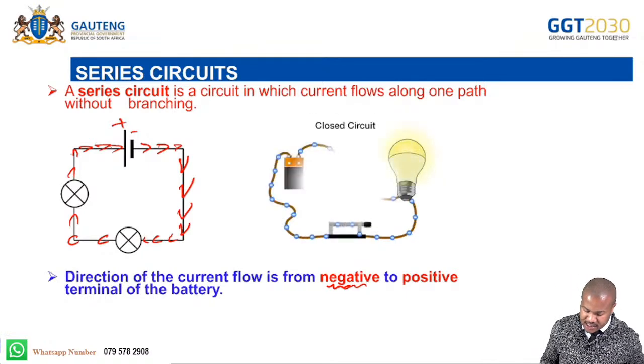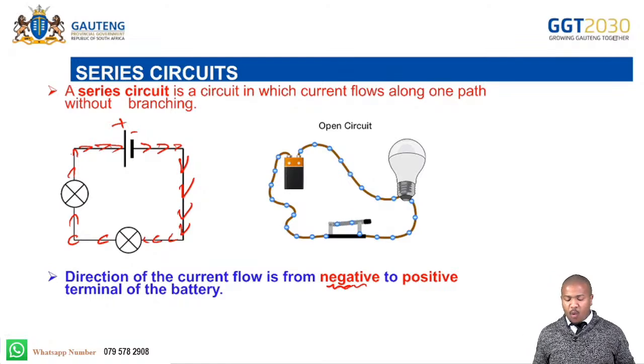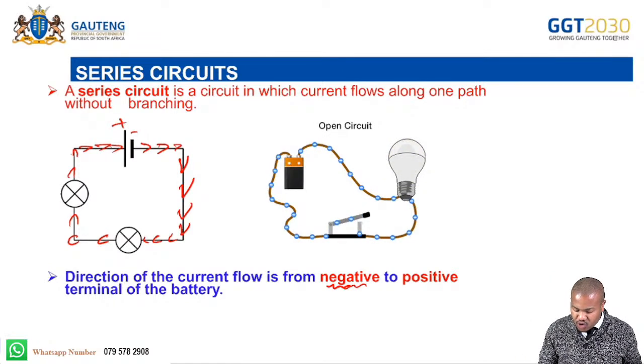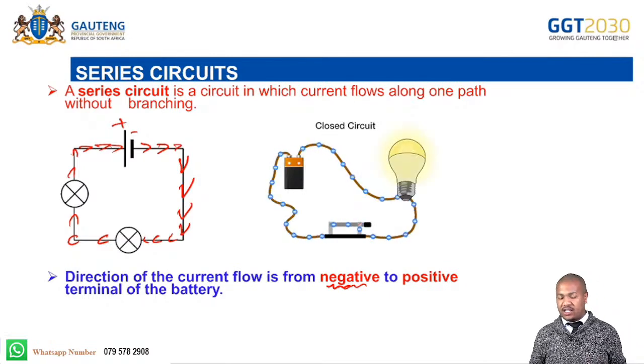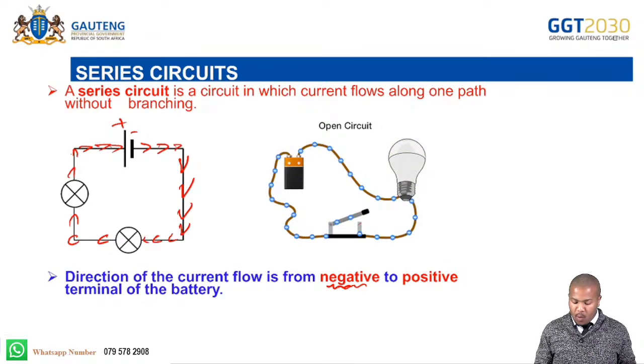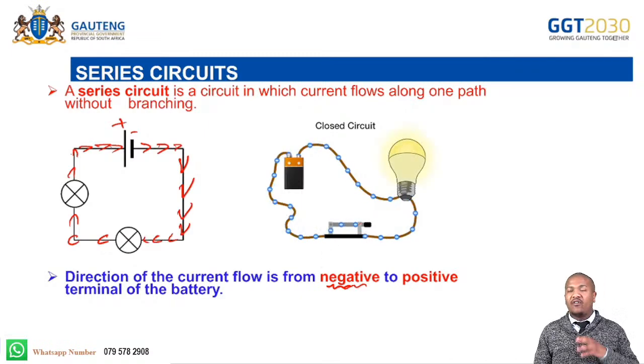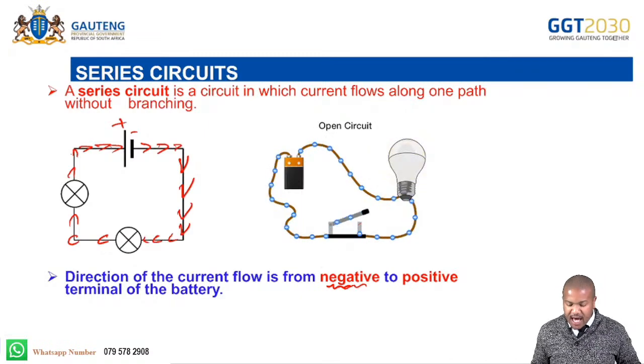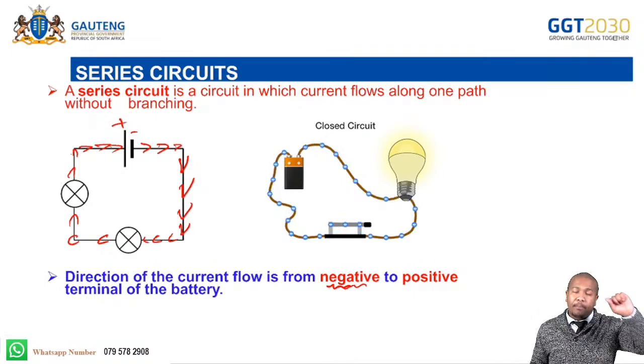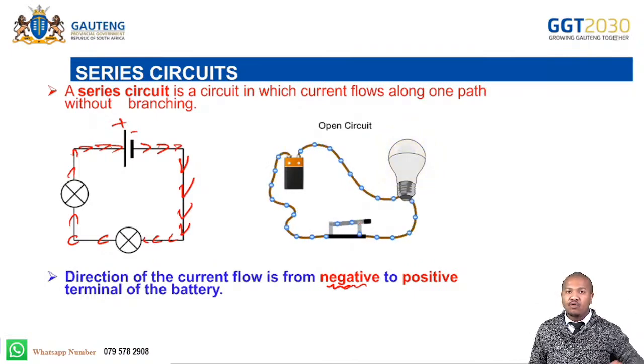Looking at this example again, when this switch opens, meaning on what? There's going to be no flow of electricity. But when it closes, what's going to happen? There's going to be some flow of electricity. But look at this. It also follows one pathway for the electricity to flow.